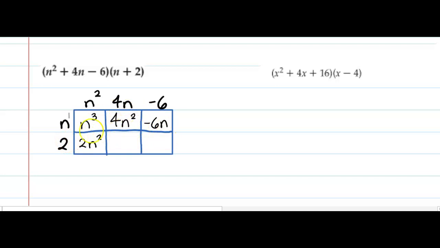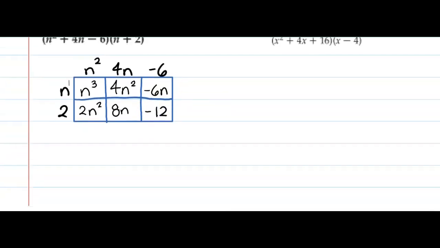Remember, when you're coming up with the terms in the box, you're multiplying. 2 times 4 makes 8n. 2 times negative 6 is negative 12. Now we look for like terms. We have an n squared, another box with an n squared. We have an n term, a linear term, and another linear term.